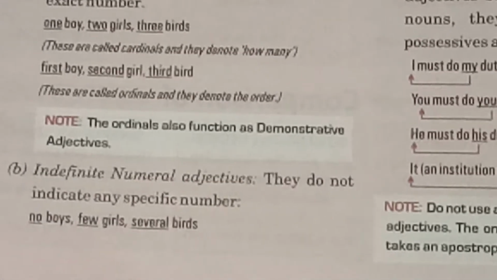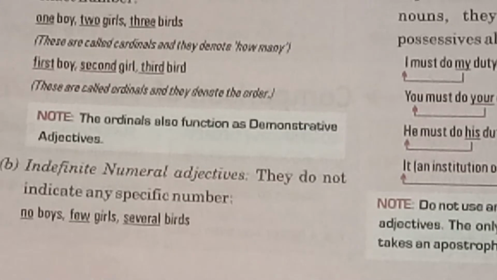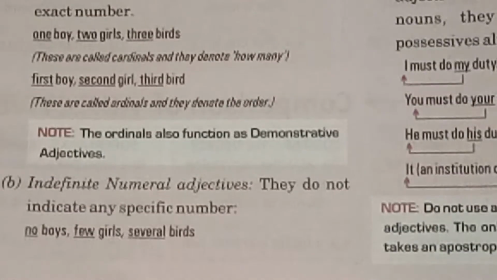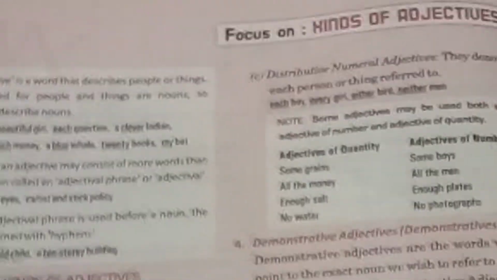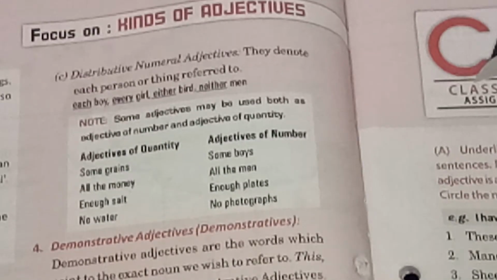numeral adjective is indefinite numeral adjective, जिसका number नहीं हमें पता होता, but they are placed with the countable nouns. जैसे no boys, few girls, several birds. We don't know the exact number, but we know that these nouns are countable. The third one under the numeral adjectives is the distributive numeral adjective.